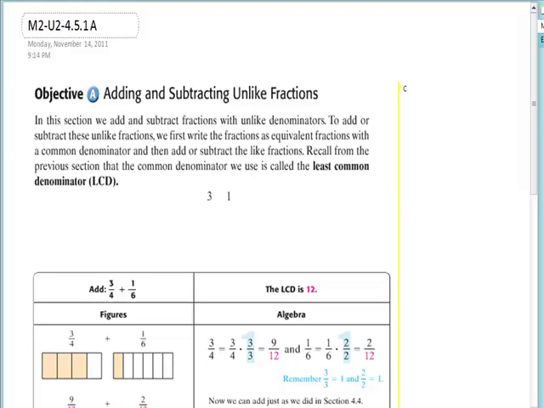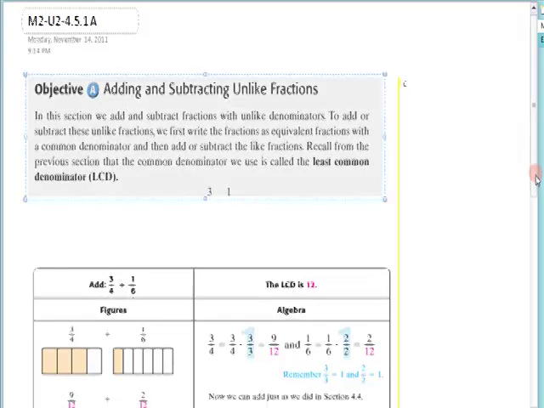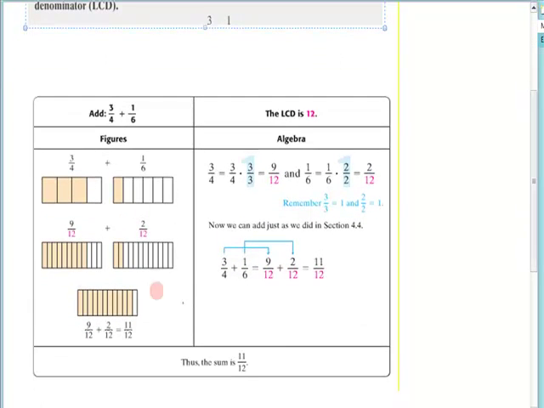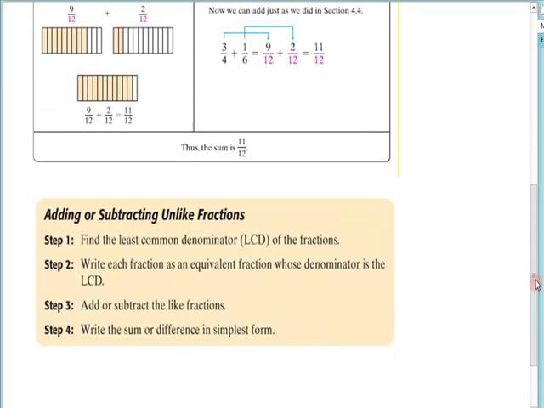Okay, we've done a little bit of prep work in our last lesson, and so now we're going to add and subtract unlike fractions. These are fractions that don't already have a common denominator. So there's a little bit of information in this box, but mainly I want to just go over that when we add and subtract unlike fractions, first we're going to find the least common denominator.